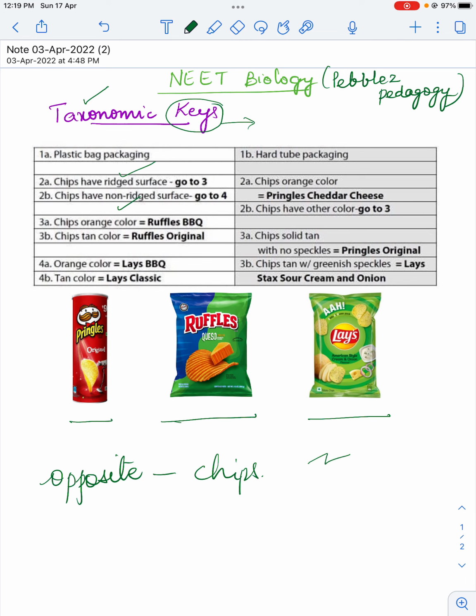Then I have to go to point 3, this one. So it is both Ruffles. One is Ruffles barbecue, the other one is Ruffles original. If the chip is orange in color, then it is the barbecue flavor. If it is tan in color, then it is the Ruffles original.